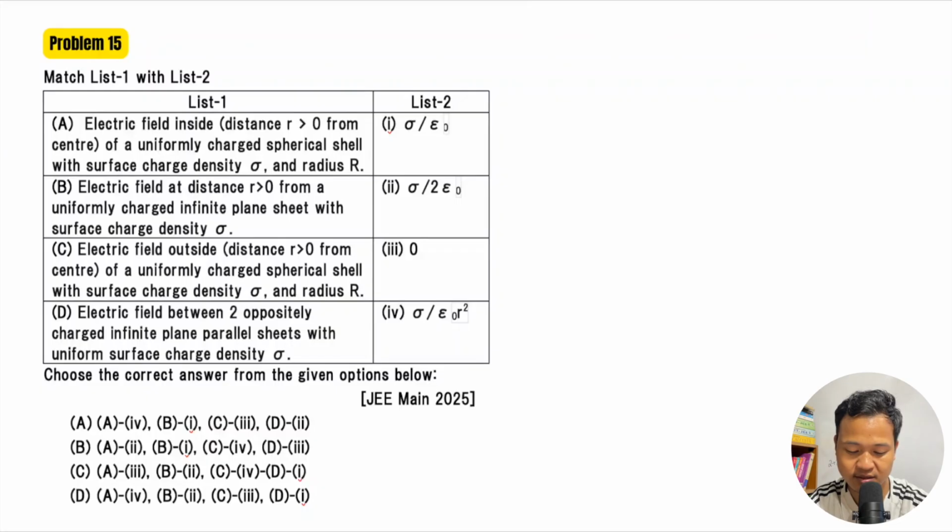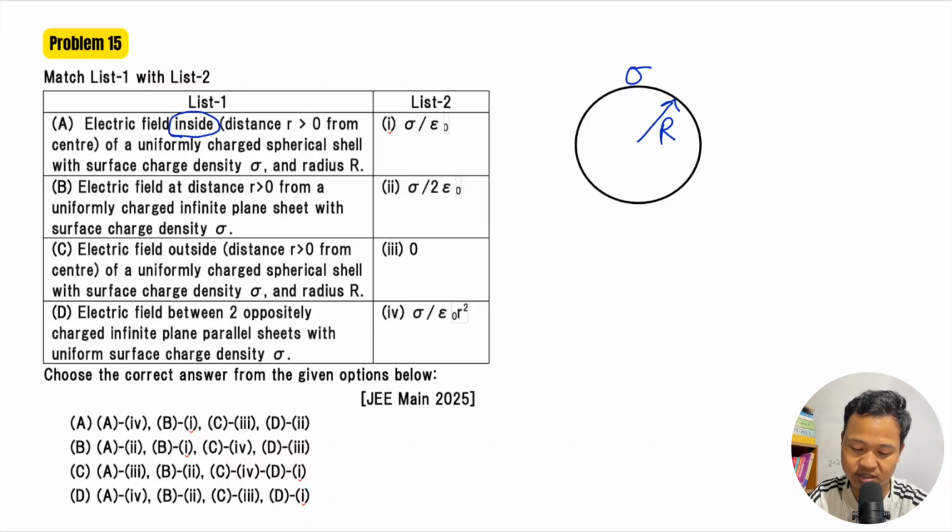Match the following. Electric field inside a distance r from the uniform charge shell with surface charge density sigma. See, I'll just try to draw. So this is a shell with radius r and sigma. So the field inside a charged shell is zero. Okay. So that means A will point to 3. 1, 2, 3. Okay, you have only one option, C.